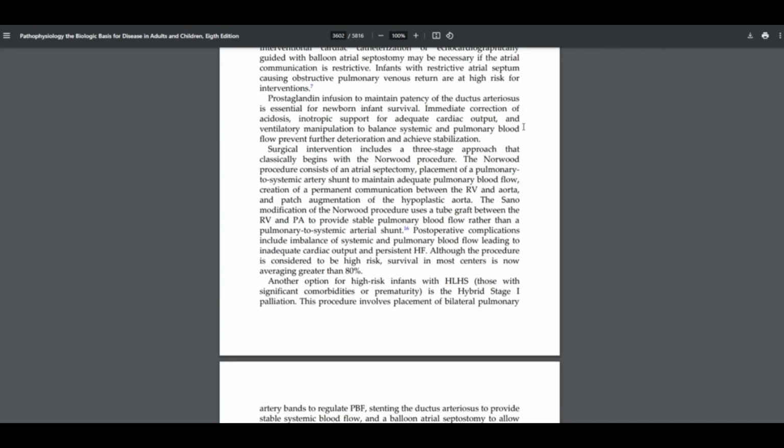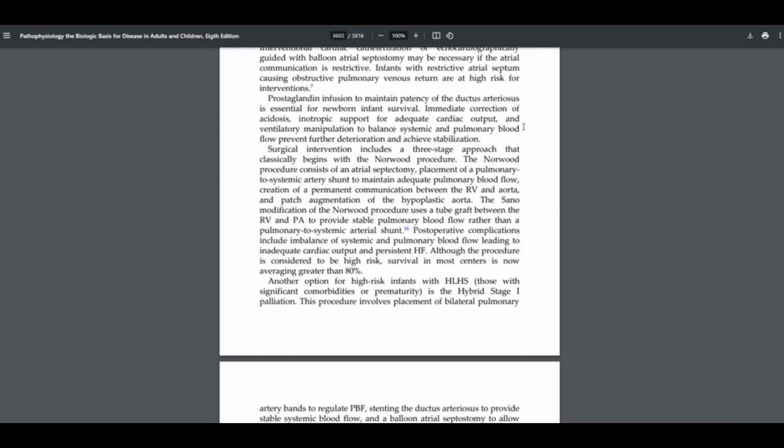Prostaglandin infusion to maintain patency of the ductus arteriosus is essential for newborn infant survival. Immediate correction of acidosis, inotropic support for adequate cardiac output, and ventilatory manipulation to balance systemic and pulmonary blood flow prevent further deterioration and achieve stabilization.